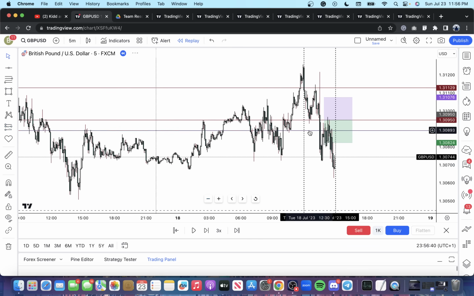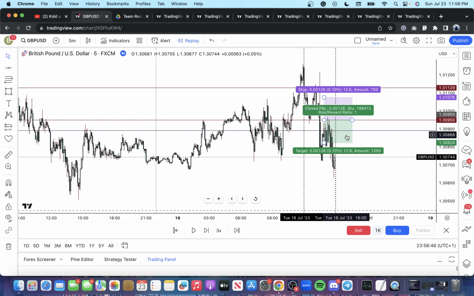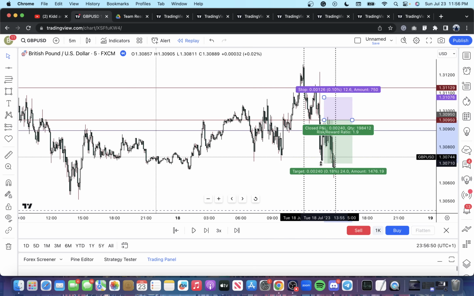Aiming for, again, what did I talk about? Previous day's low is an easy run on liquidity. At the same time, we can also see we have a short-term low here, which the market could reach for. So we could aim for below this low here and then the previous day's low.